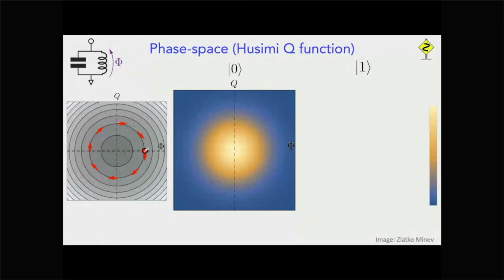For the expert in the audience, this is called the Q function. For the rest of us, all we need to know is that the brighter the color of this picture, as indicated by this chart, the more likely we are to find the harmonic oscillator at this particular position in phase space, where on the x-axis we have the magnetic flux, and on the y-axis we have the charge Q.